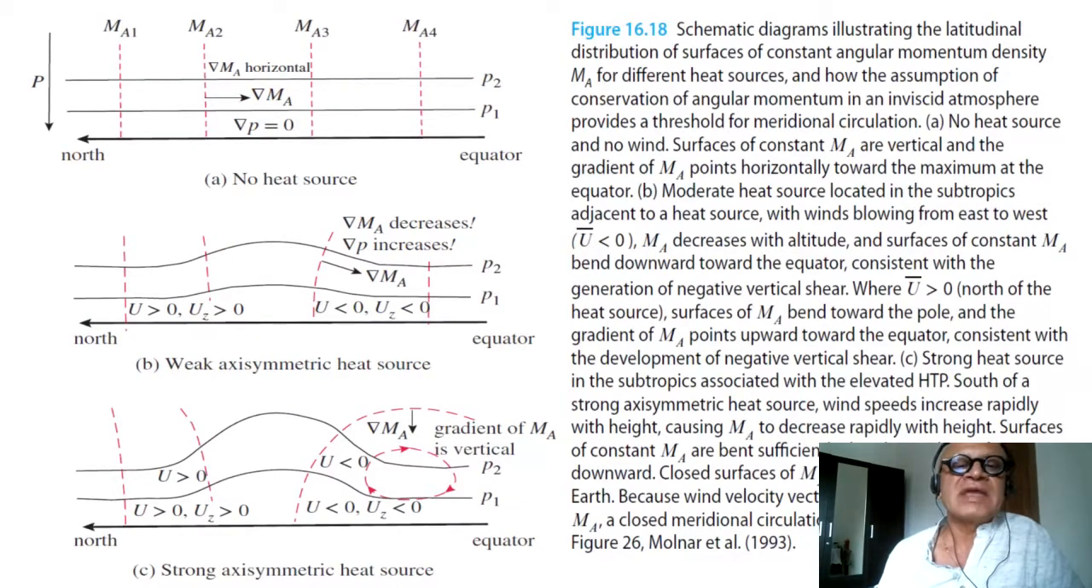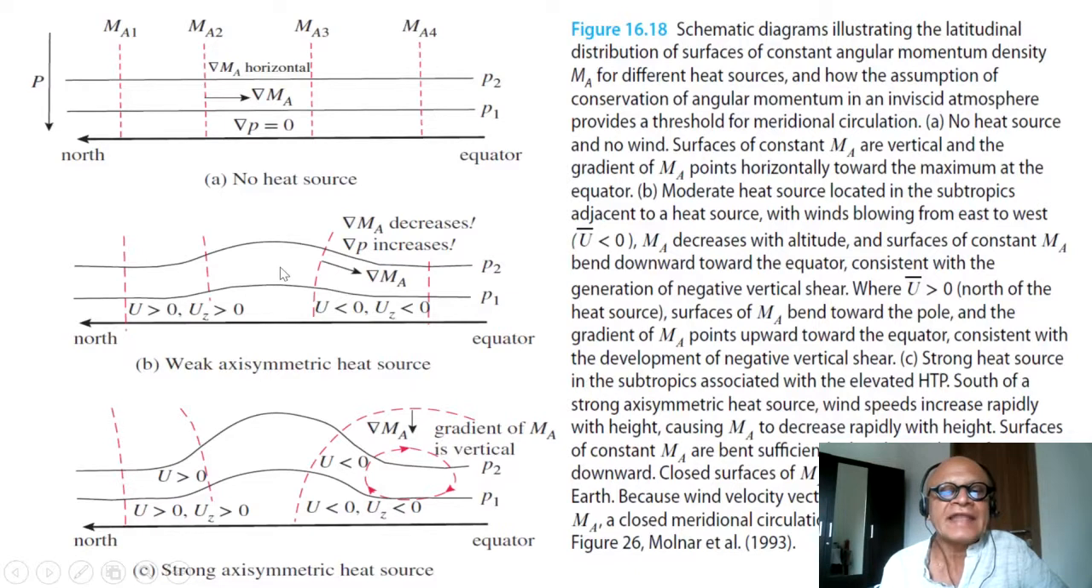So look at the schematic diagram then. Going from the equator towards the north, you have these vertical constant angular momentum lines, and angular momentum increases towards higher latitudes. So then you have, in the case of no heating, you simply have the gradient of M_a being perpendicular to this, and these are the lines of gradient p being 0. Okay, this is in the case of no heat source.